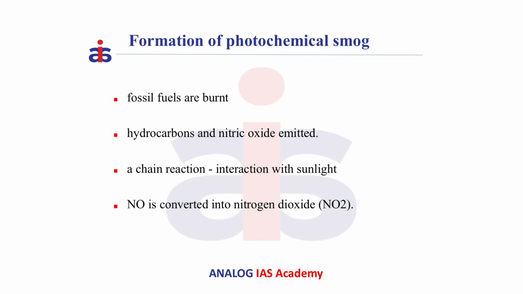Now let us see how this photochemical smog is formed. When the fossil fuels are burnt, pollutants such as hydrocarbons and nitric oxide are emitted into Earth's troposphere. And then a chain reaction occurs from their interaction with sunlight in which nitric oxide is converted into nitrogen dioxide. Nitrogen dioxide in turn absorbs energy from sunlight and breaks up into nitric oxide and free oxygen atom.